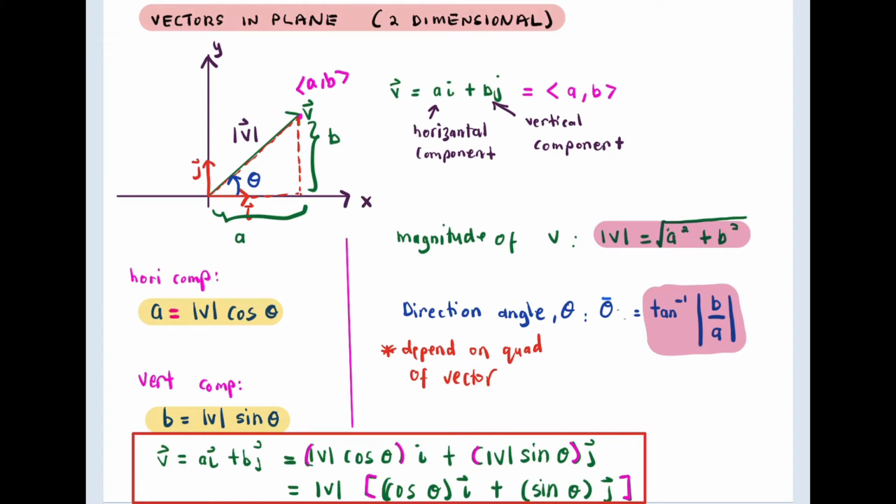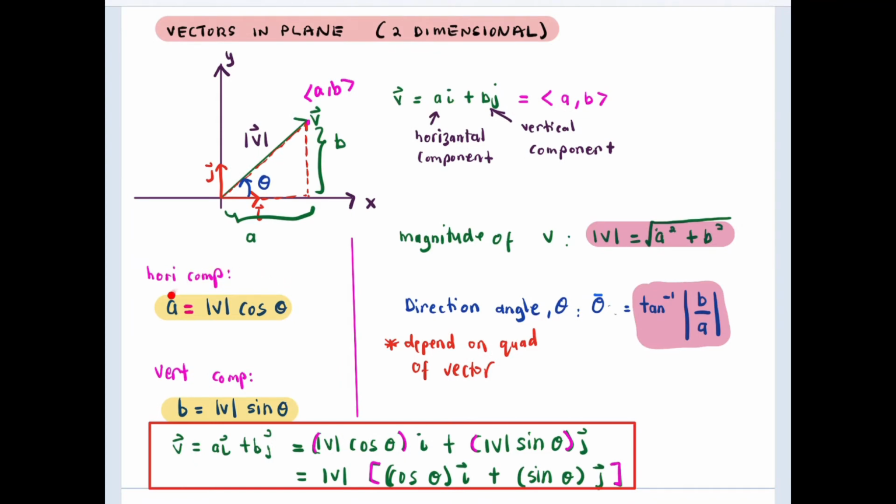Now let's see the horizontal component and also the vertical component. For the horizontal component, let's open up cos theta. So cos theta is A over the magnitude of V. Let's rearrange: A is equal to the magnitude of V cos theta. Let's see for B. To find B, let's find out what sine theta is. Sine theta is opposite over hypotenuse, so B over the magnitude of V. Let's rearrange: B now is equal to the magnitude of V sine theta. So now we've got our horizontal component and also our vertical component.